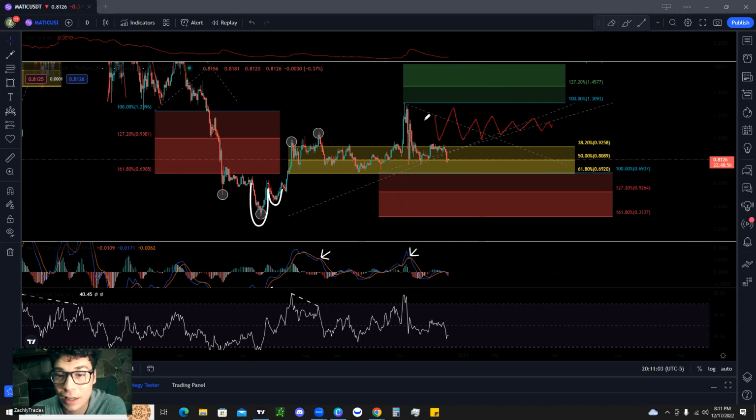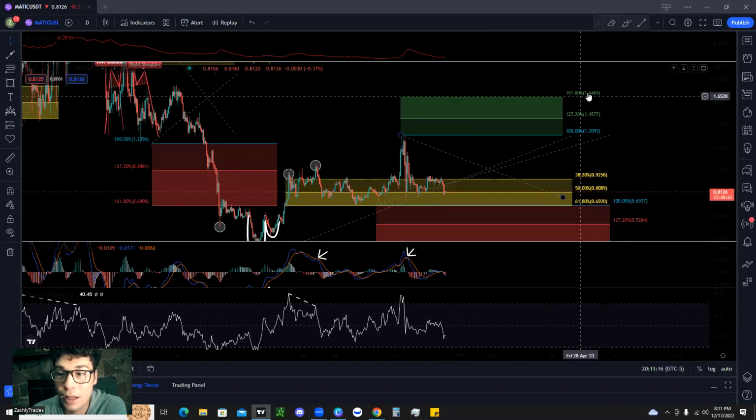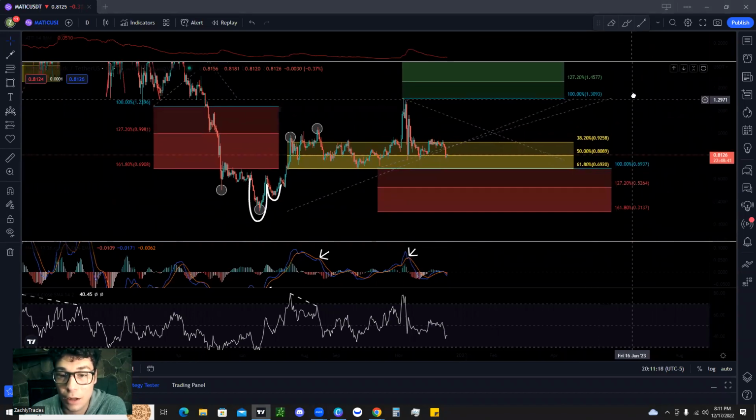And we're really going to either move sideways and drop back down into here, or we're going to move sideways and get our breakout to the upside. Our breakout level is going to be 1.3093, and then we have some bullish price targets up here to the upside of 1.45 and 1.646.